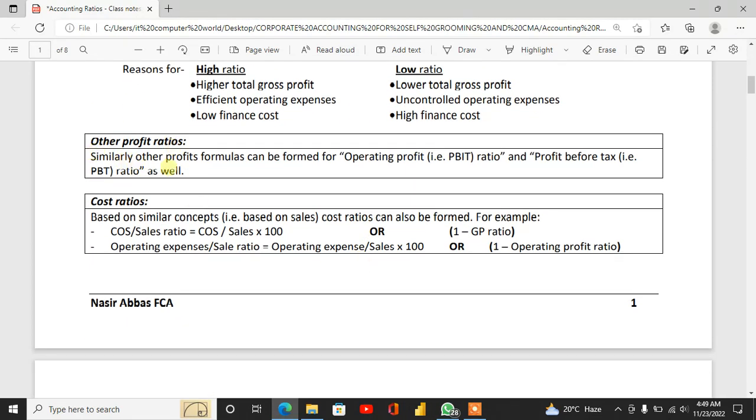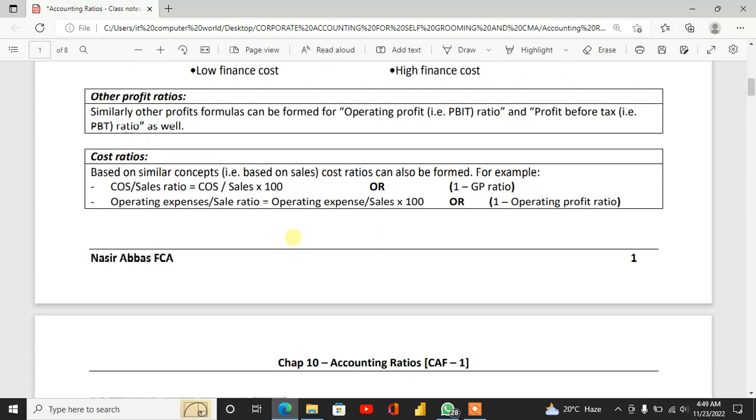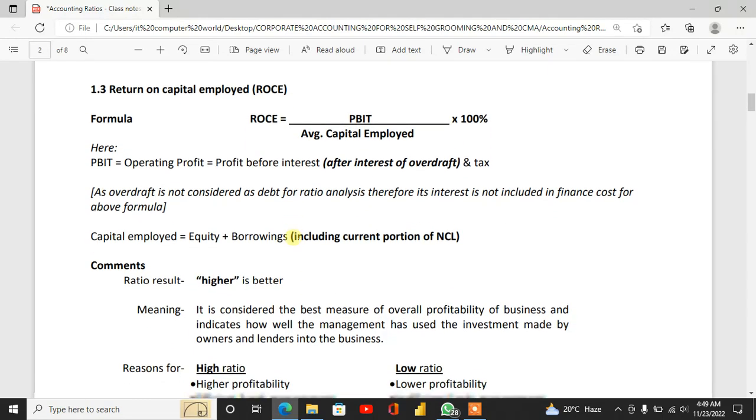Other profit ratios. Similarly, other profit formulas can be formed for operating profit, profit before interest and tax ratio, and profit before tax ratio as well. Cost ratio. Based on a similar concept, based on sales, cost ratios can also be formed. For example, cost of goods sold divided by sales multiplied by 100%. So you can make a lot of other ratios.